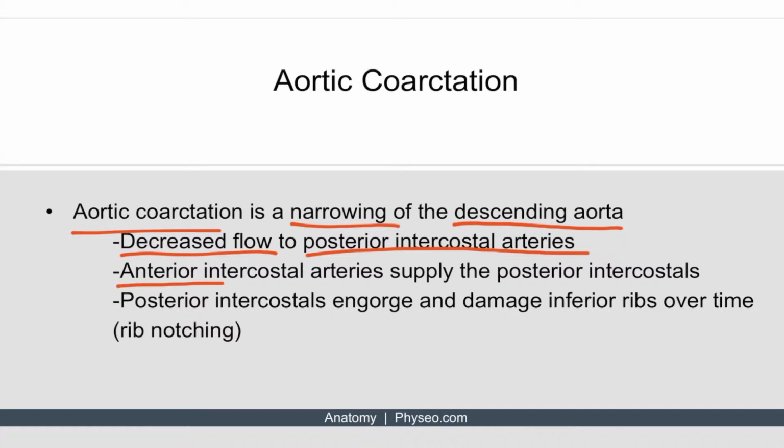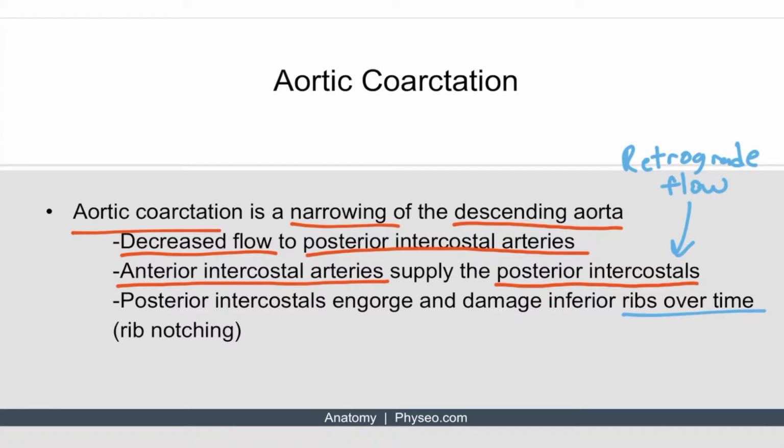In response, the anterior intercostal arteries will then supply the posterior intercostal arteries. In other words, blood travels from the internal thoracic, then to the anterior intercostal arteries, and then through the posterior intercostal arteries. So this retrograde flow through the posterior intercostal arteries will cause the posterior intercostal arteries to engorge and damage the ribs over time. On chest x-ray, you can see this as rib notching.